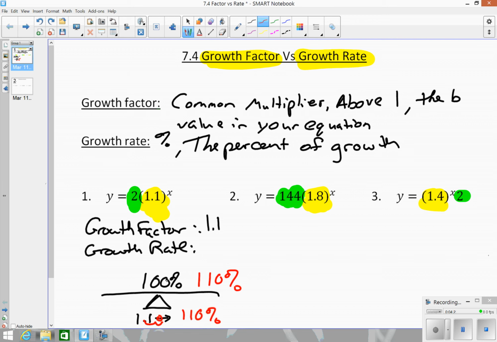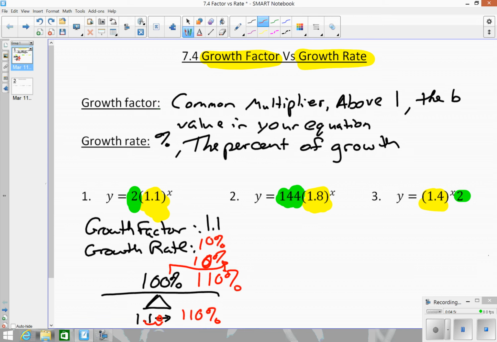Now, once you have that percentage, how much above 100% is 110%? 10%. It would take 10% to get there, correct? So that movement, or how much greater than 100%, is your growth rate. So 10% would be your growth rate.